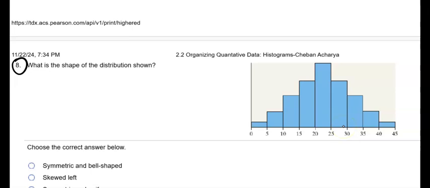So this is called symmetric or bell shape, and the graph looks like this. This is called symmetric bell shape. That's the answer.